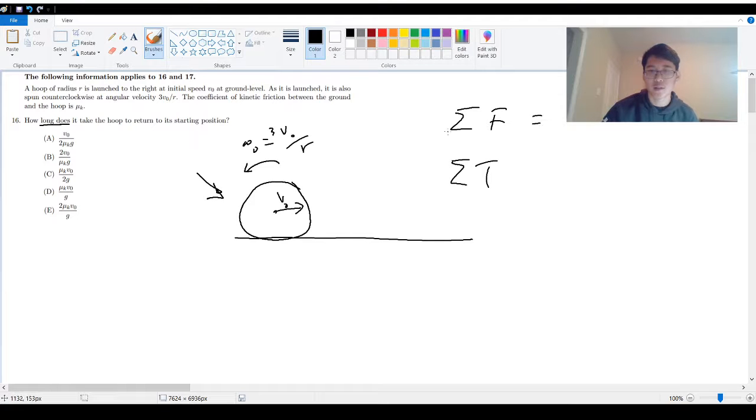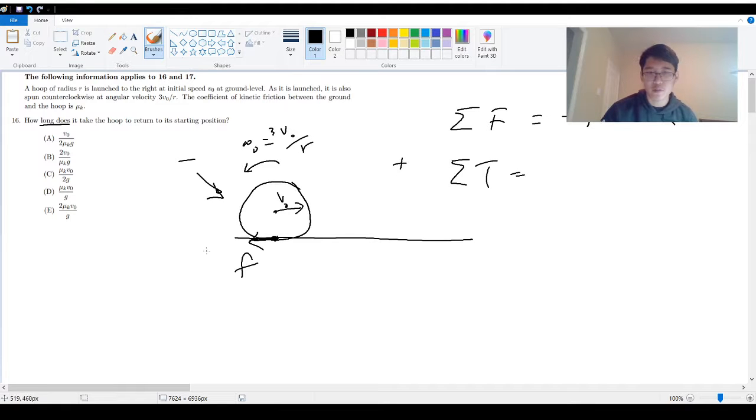What's going on in this picture is that there's a force of friction pulling it backwards. Remember, this is very important for this problem: the force of friction always opposes the direction of movement. So the force of friction is pointing to the left. If I say going to the right is positive and going to the left is negative, then the net force is negative F, and that's equal to ma.